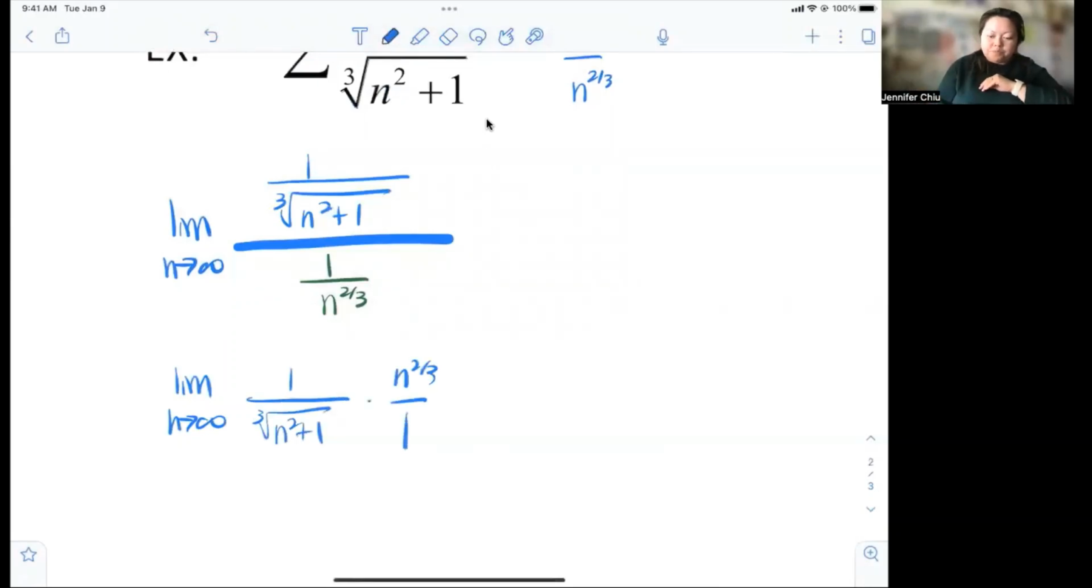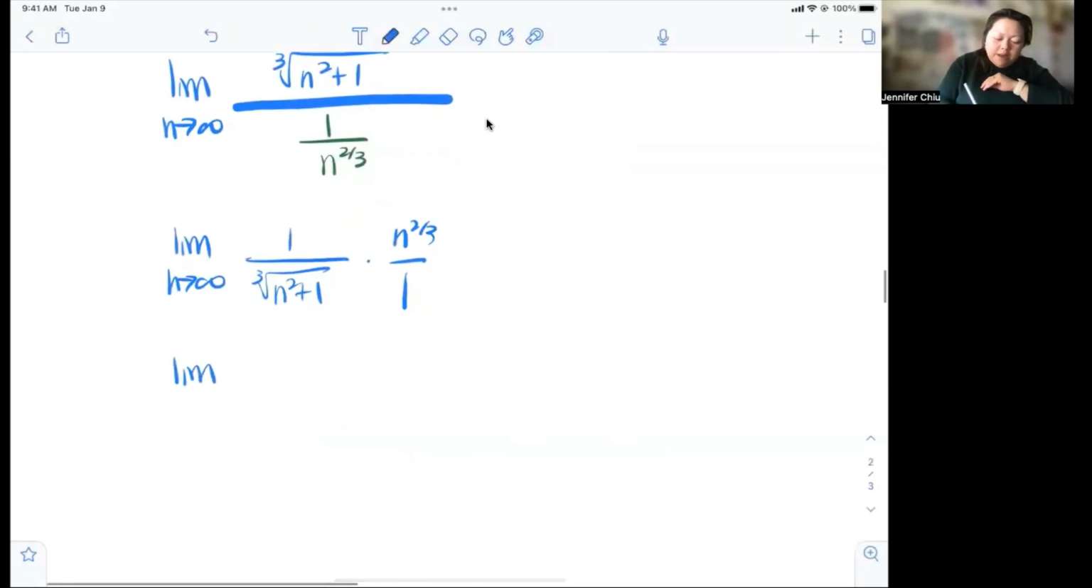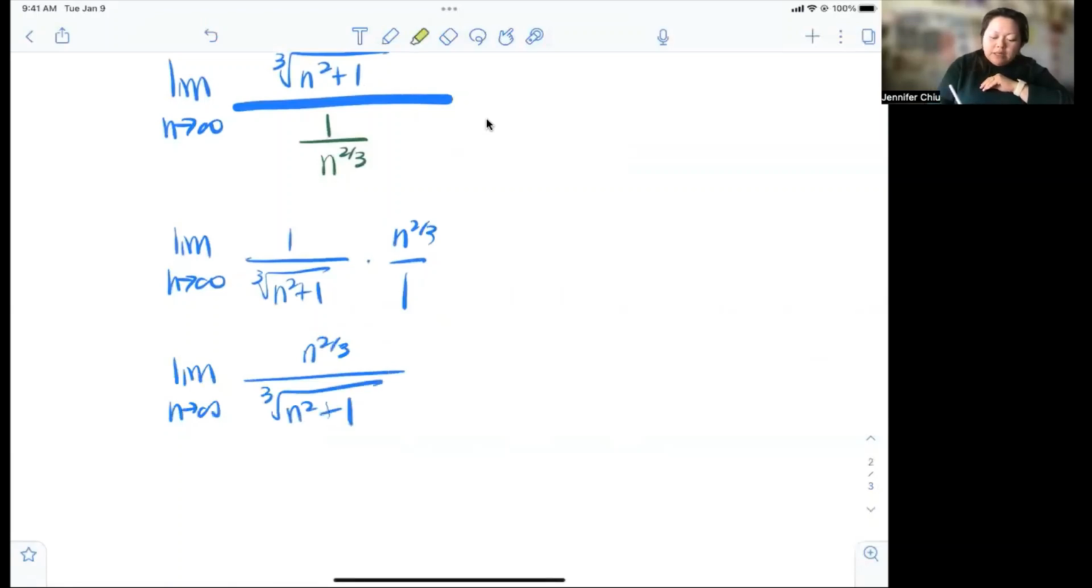Limit as n approaches infinity of 1 over cube root of n squared plus 1 times n to the 2/3 over 1. Okay, you can combine that into one fraction if it's easier for you to see, or you don't need to do this step if you already see what is happening here. What you want to see is then this n to the 2/3 over n to the 2/3, right? It doesn't matter what that one is, it's not going to do much for me. Since higher power rule says they're the same exact power, you just reduce them down, you get a nice 1.